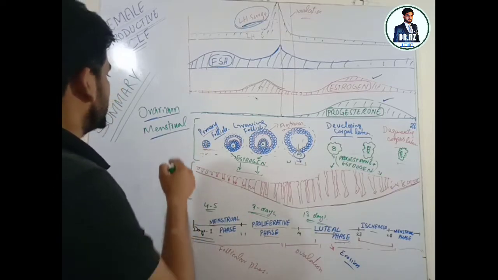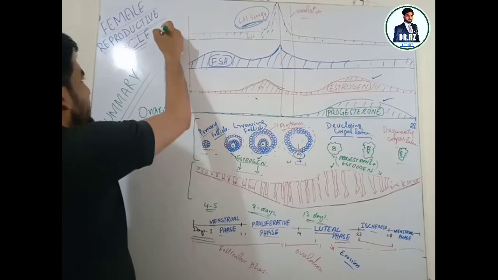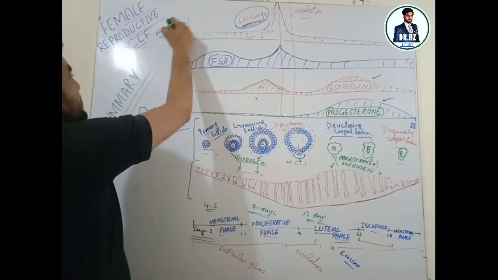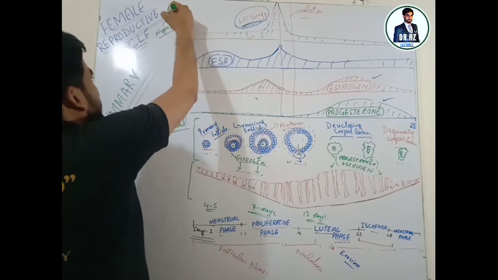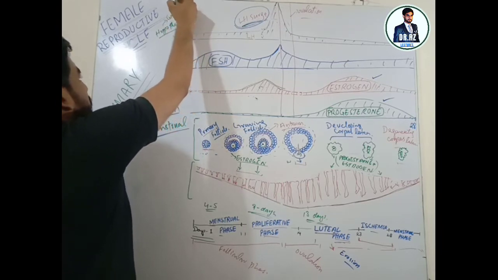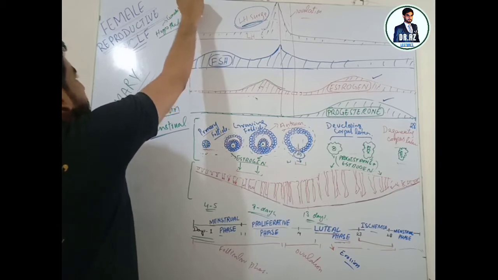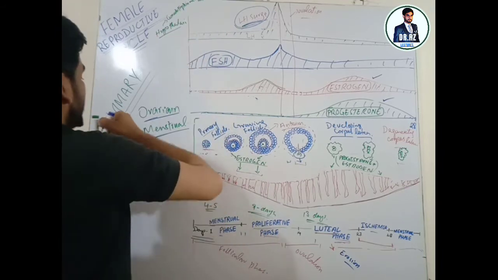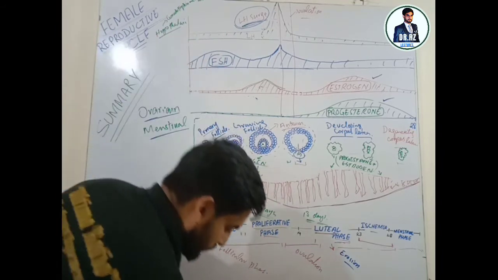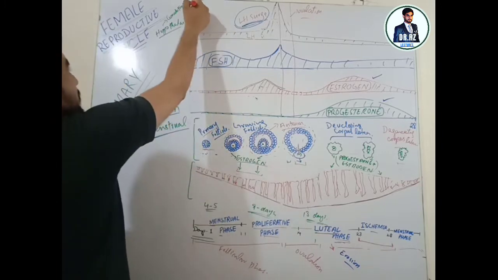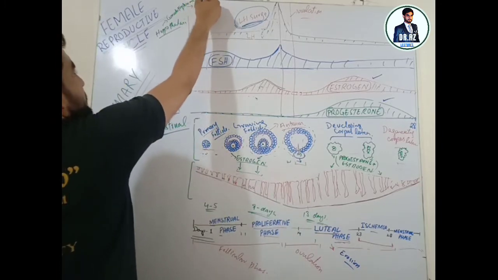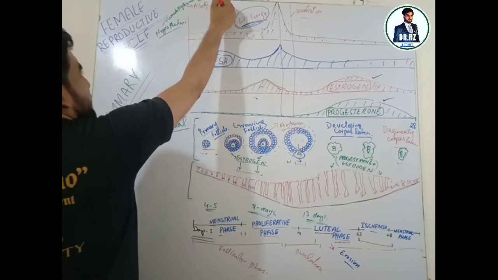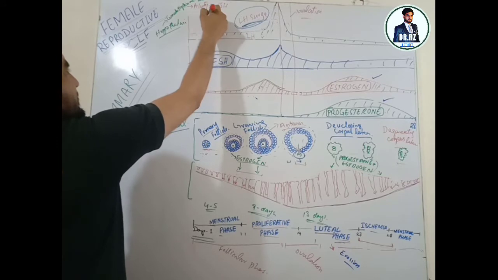So first of all, we see the starting point. There is the hypothalamus. The hypothalamus releases a hormone called gonadotropin releasing hormone. This gonadotropin releasing hormone goes to the pituitary gland, and the pituitary gland secretes two hormones further. One is the FSH, the second one is the LH.